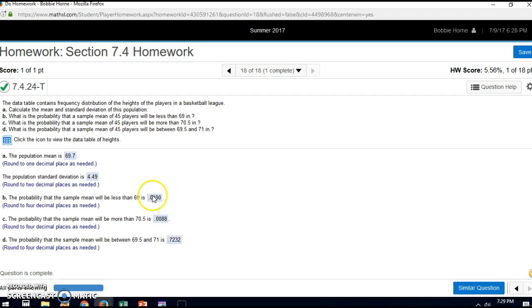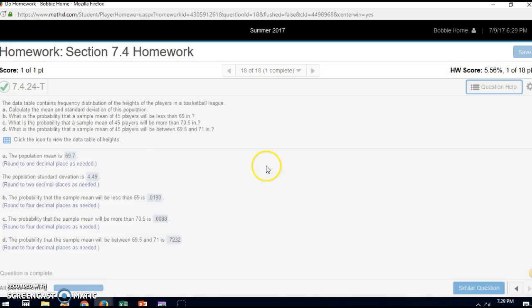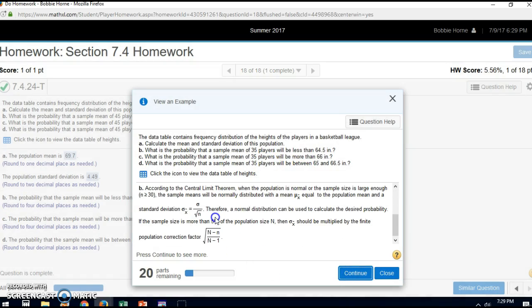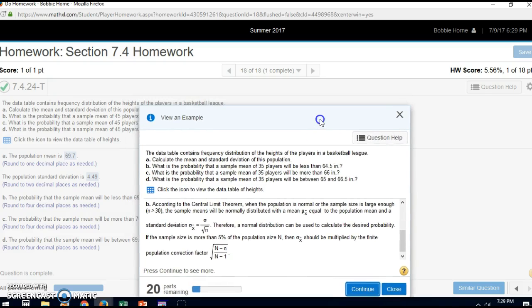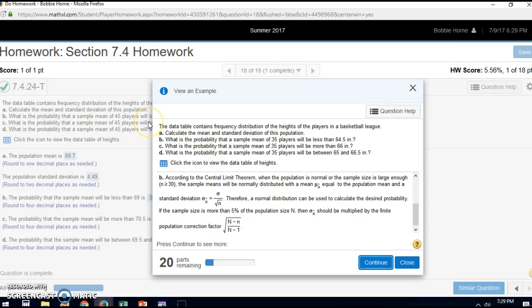First of all, if you look at your question help, it will walk you through it. We've already done A, but we have the central limit theorem, okay? If our sample size is more than 5% of the population, then we have an extra calculation to do. So our sample is 45 and the population is 60. If you divide 45 by 60, you're going to get 75%. That is definitely bigger than 5.